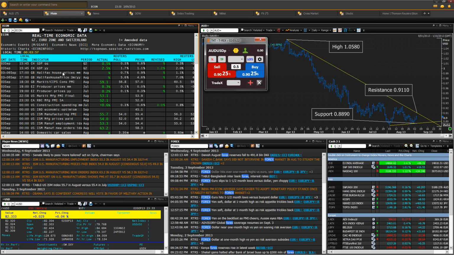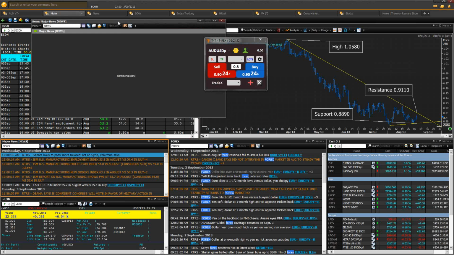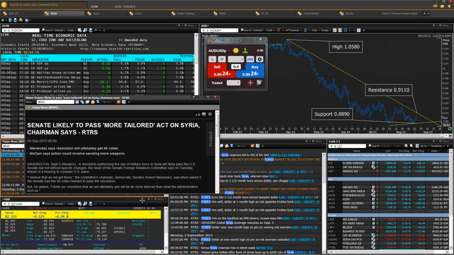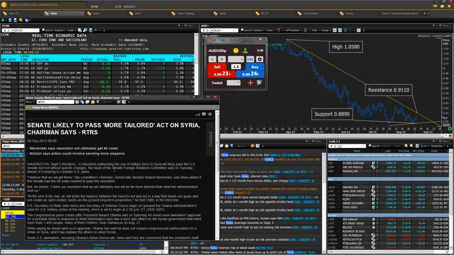Yeah, and I'm just trying to gauge if the actual momentum from this is going on the back of this. Basically, there's a news release just out here as well at the same time, which is probably even more important than the actual release of the data. Senate likely to pass more tailored act on Syria. This gives the US forces room to actually send some missiles. As the tension picks up, it's actually a stronger dollar move.